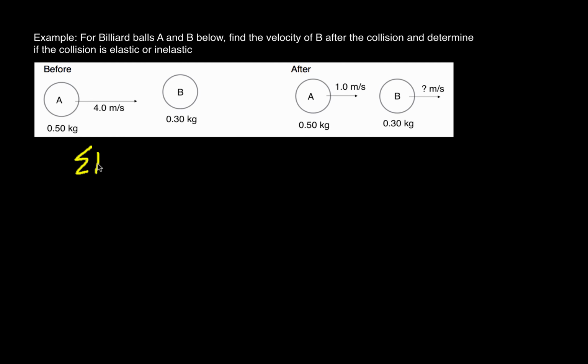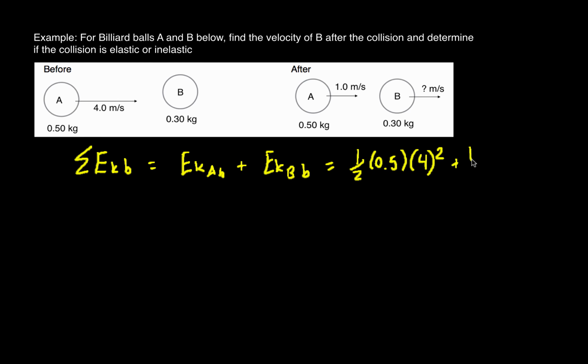The sum of the kinetic energy before the collision is the kinetic energy of ball A before the collision plus the kinetic energy of ball B before the collision. This is 1/2 mv squared for ball A, which is 0.5 times 4 squared, plus 1/2 mv squared for ball B, which is 0.3 times 0, because it's not moving, squared, which gives us a total kinetic energy before the collision of 4 joules.